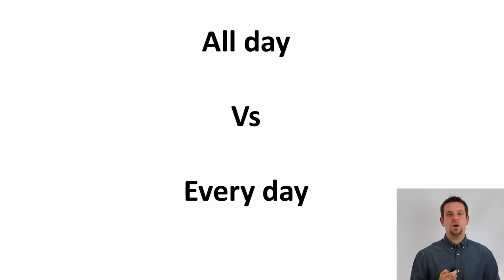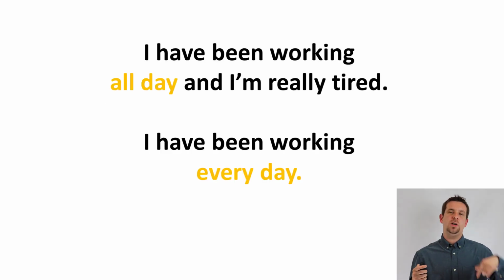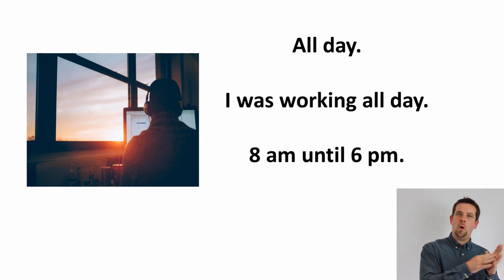We have an example here of all day and every day. The important thing to understand is that all day is 1 day. Every day is 7 days a week, 100% of the days. Now, if you say I have been working all day and I'm really tired, this is not the same thing as saying I have been working every day. All day, for example, if you can remember a time when you worked 8 or 10 or 12 hours, when you were working from 8 a.m. to 6 p.m. with maybe a 30-minute break. This is the idea that you're working all day.